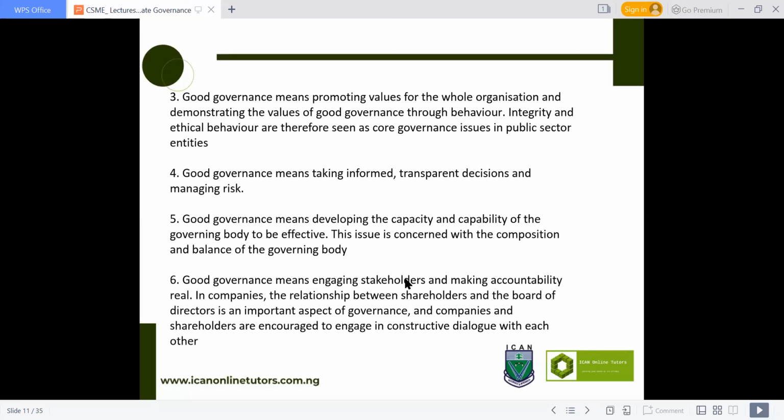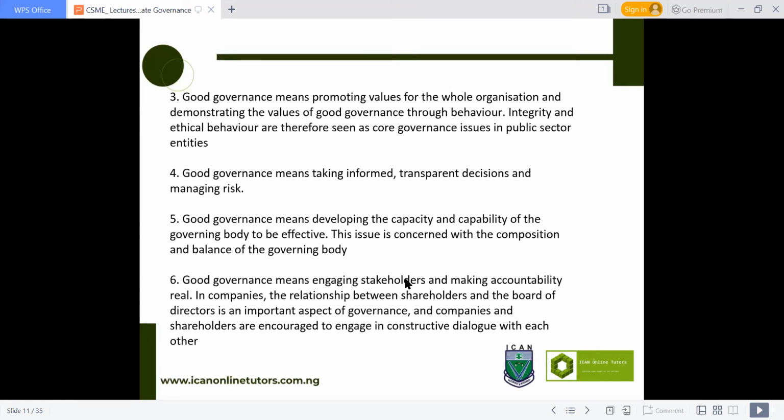And the last one is good corporate governance means engaging stakeholders and making accountability real. Was it last month or last year that the Ministry of Finance organized a webinar on Zoom, where they discussed some of the key things in the 2022 budget in Nigeria? That's good.